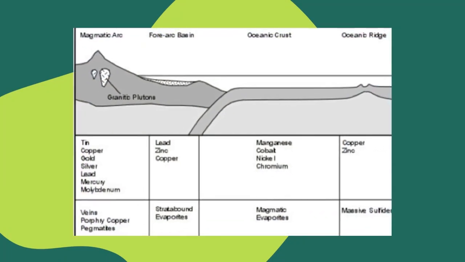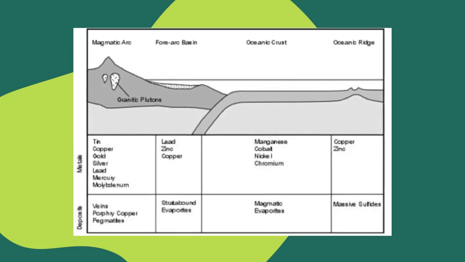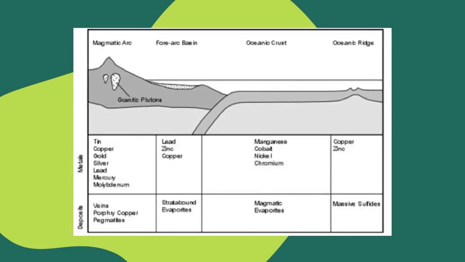The diagram shows the different mineral deposits that usually occur in different tectonic environments. Magmatic arc: tin, copper, gold, silver, lead, and mercury. Arc basin: lead, zinc, and copper. Oceanic crust: manganese, cobalt, nickel, and chromium. Oceanic ridge: copper and zinc.